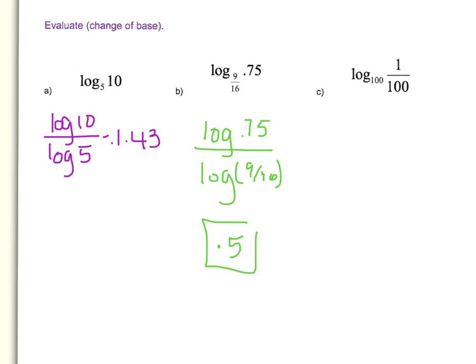Now let's go on and look at example C. I will take the log of 1 over 100, and divide it by the log of 100. Remember, I'm taking the log of the argument divided by the log of the base. And my answer to this one is -1.